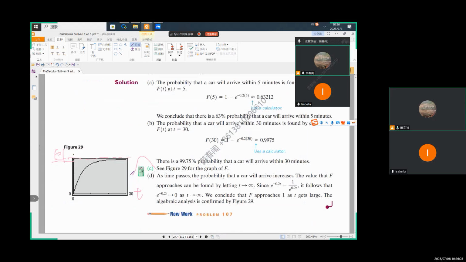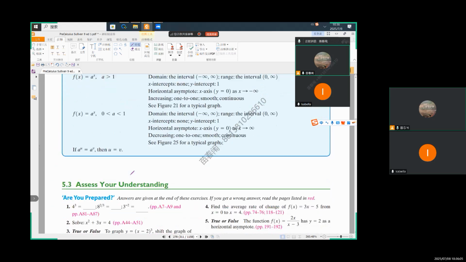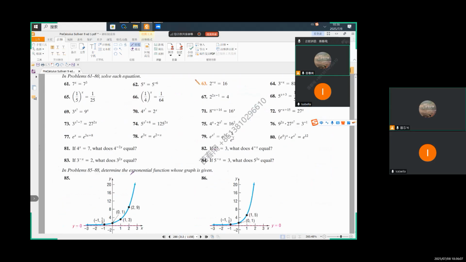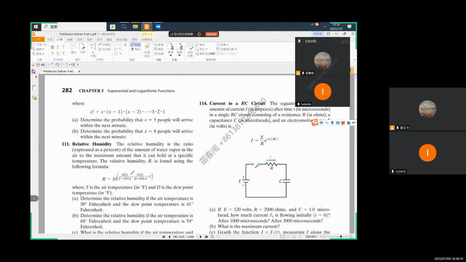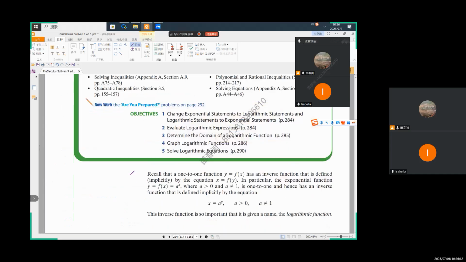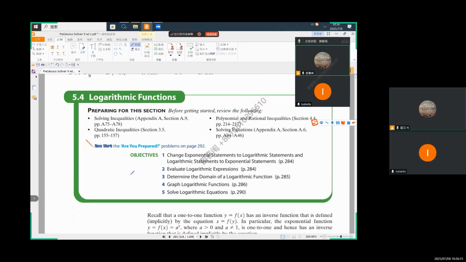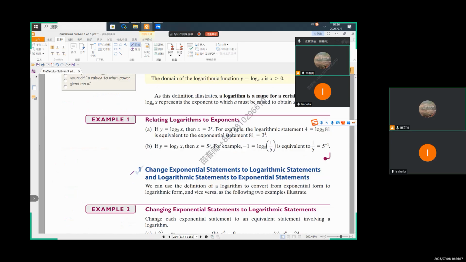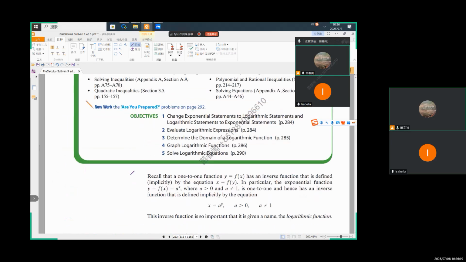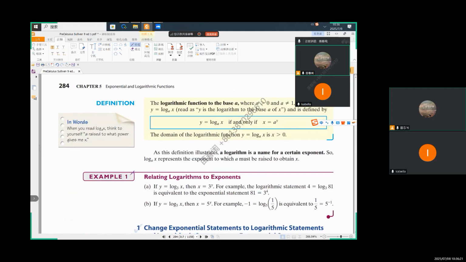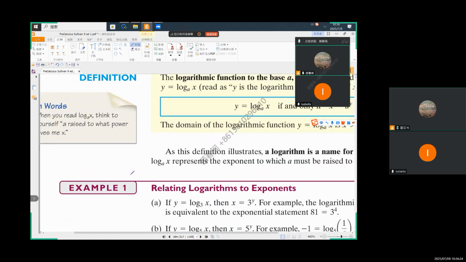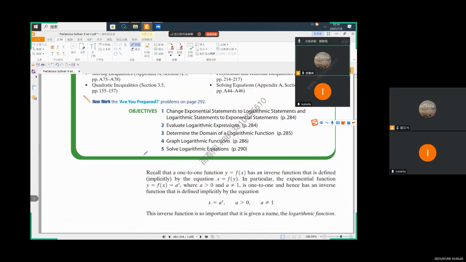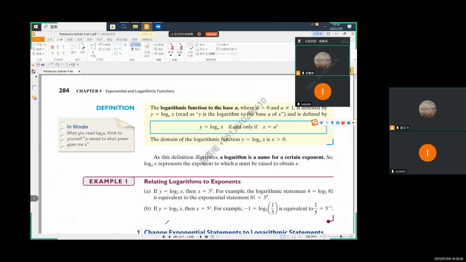Let's see, next one. Here, logarithm. Logarithm, you learned, right? Have you learned logarithm? Yeah, I learned logarithm. So it's like the inverse function. So it's like a log.